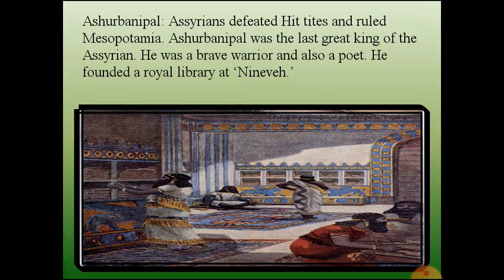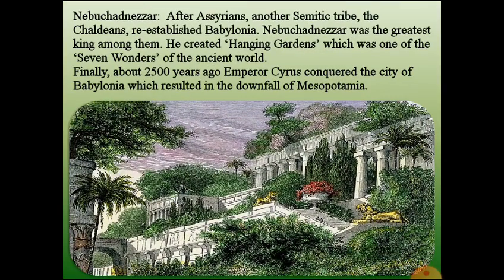Now we shall go for the next king, that is Nebuchadnezzar. After the Assyrians, another Semitic tribe, the Chaldeans, re-established Babylonia. Nebuchadnezzar was the great king among them. He created the Hanging Garden, which was one of the 7 wonders of the ancient world.